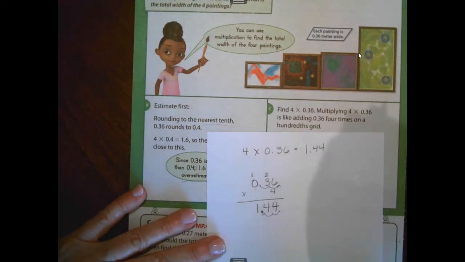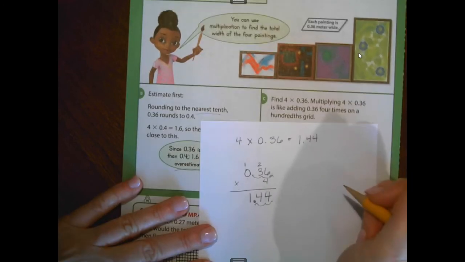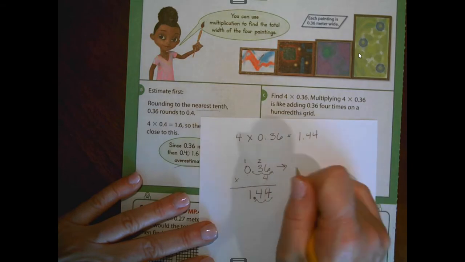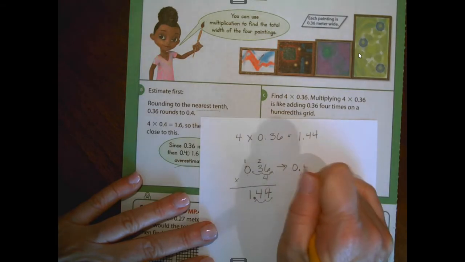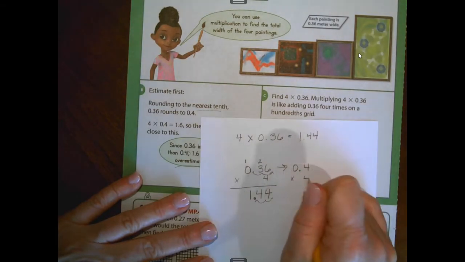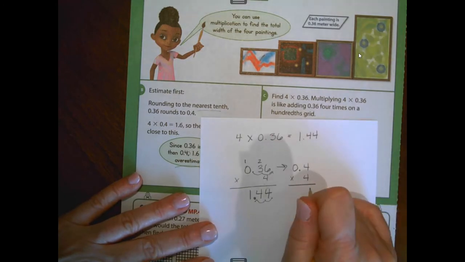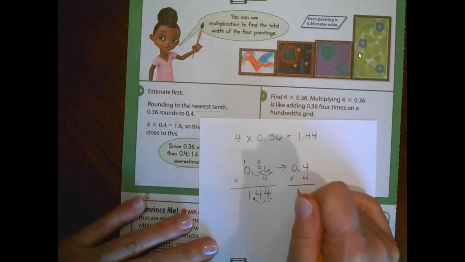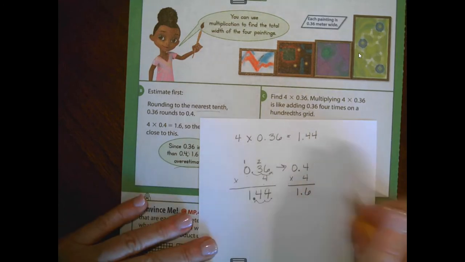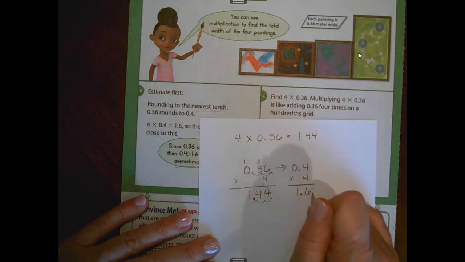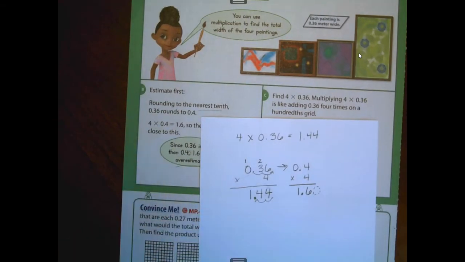Now, I should have done my estimate first, but always better to do it last than never. So to estimate 36 hundredths, I'm going to round to the nearest tenth and multiply it by 4. 4 tenths times 4 gives me 16 tenths. Okay? My answer, 1 and 44 hundredths, is relatively close to 16 tenths, or its equivalent decimal, 1 and 60 hundredths.